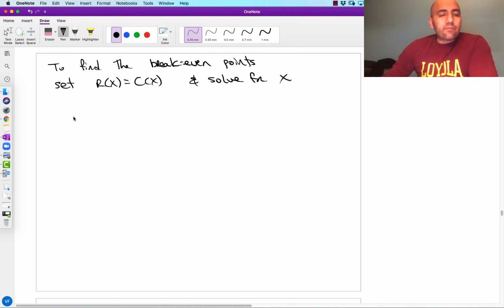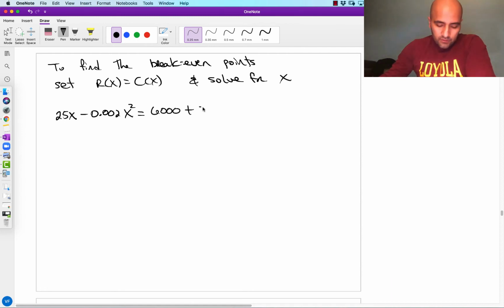To find the break-even points, the places where the revenue function and the cost function intersect, set them equal to each other and solve. We saw from before that our revenue function was equal to 25x minus 0.002x squared, and our cost function was equal to 6,000 plus 3x. So all we have to do is bring everything to one side and then solve it.